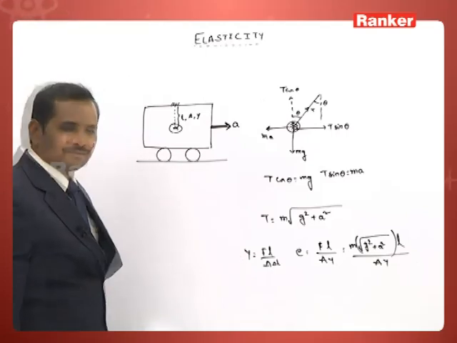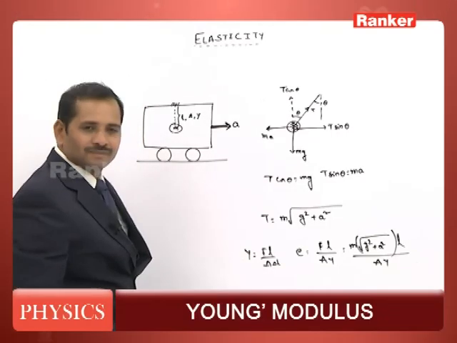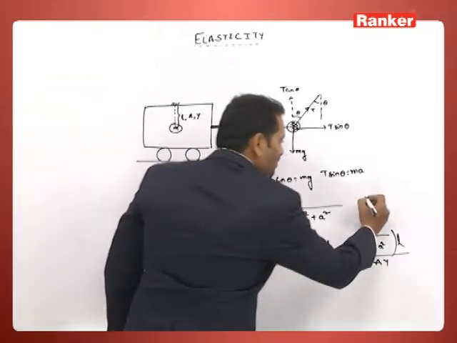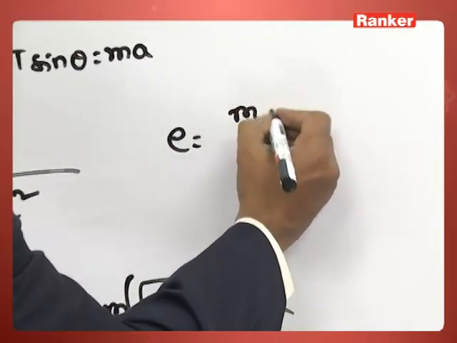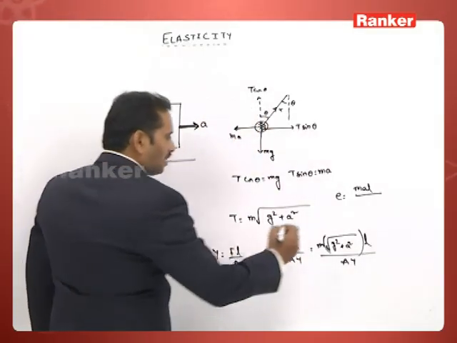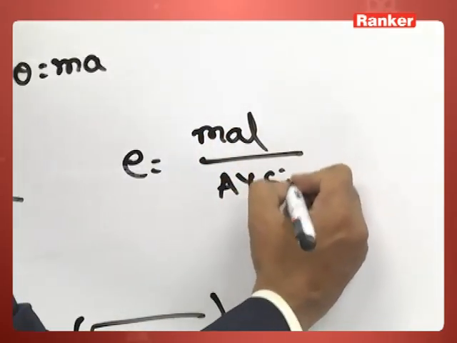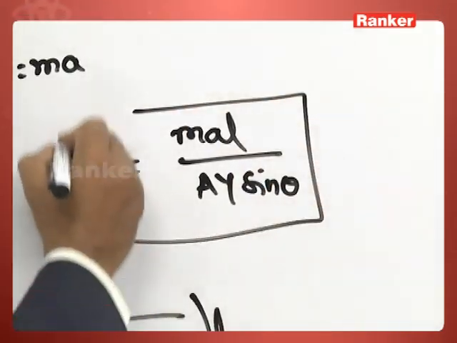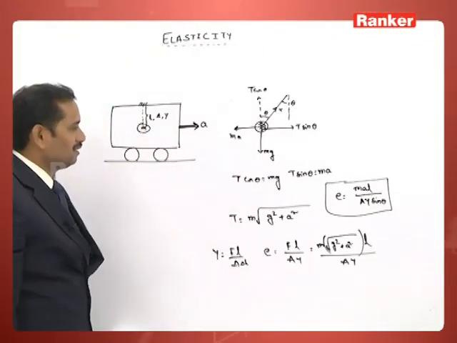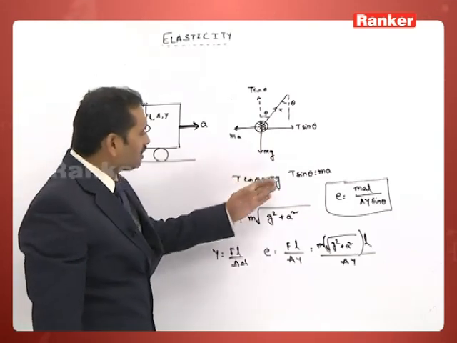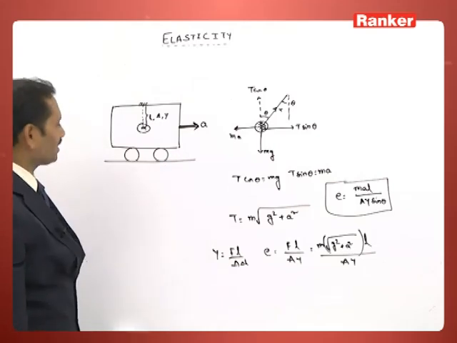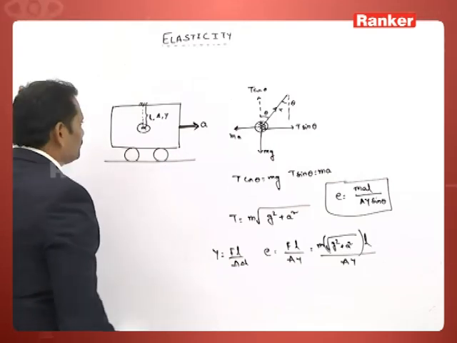Then I got like this. Suppose sometimes they give theta, or they give the pseudo force. How to find the extension? E equal to mal by AY into sin theta, if they give the pseudo acceleration; we can approach the problem like this. If in terms of weight you want, mgl by AY cos theta is the extension in the wire. This is one of the applications of pseudo force.